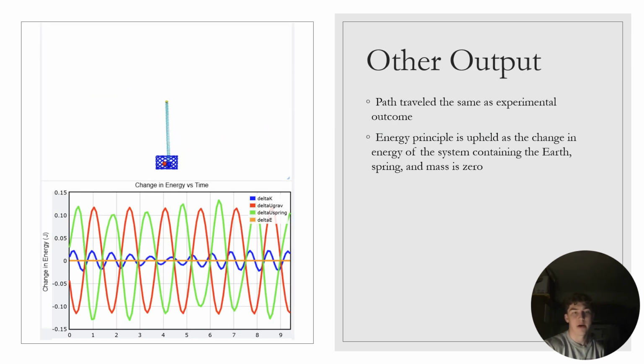In terms of the rest of the output from our code, we can see the shape that the actual oscillations make on the top there, and it looks very similar to the ones seen in the video. And then we have our energy graph, in which we can see the forms of the energy change up and down, such as our kinetic energy or our gravitational or our spring energy, but they all balance out so that our change in energy stays at 0.